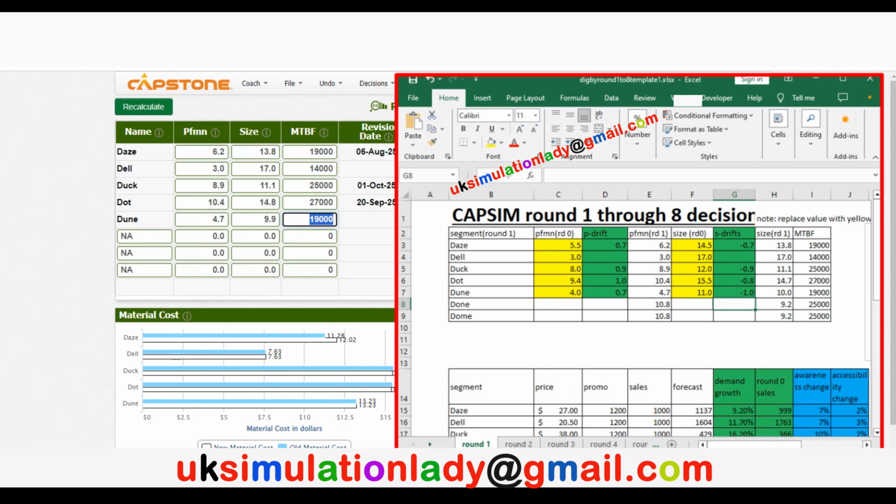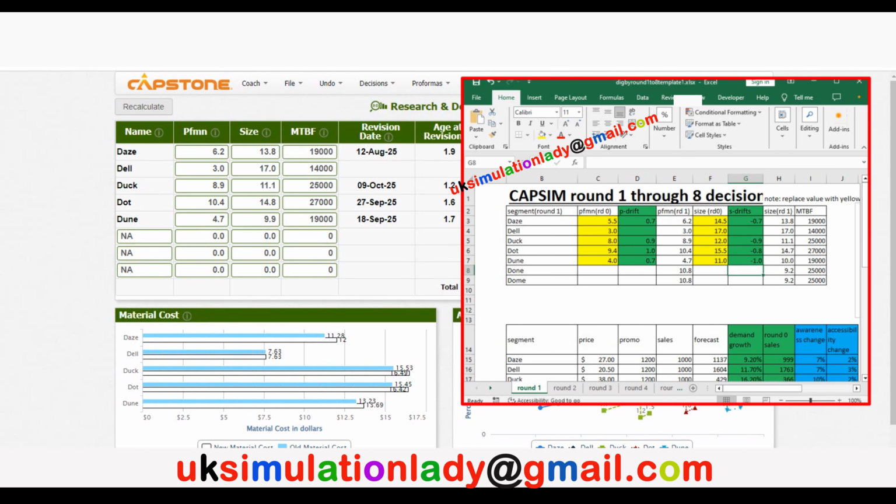Although a reliability of 21,000 MTBF would be ideal, we've decided to keep Dune's MTBF at 19,000 to allow more time for marketing before its launch. This means we sacrificed 19% of reliability in favor of additional market time. Dune's new version will be released by September 18th with an age of 1.7 years. This is close to the required 1.5 years and ensures we capture a significant portion of the 29% of customers who prefer products that meet the ideal age.